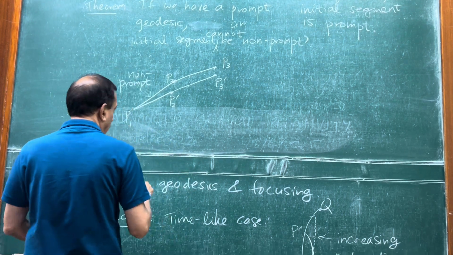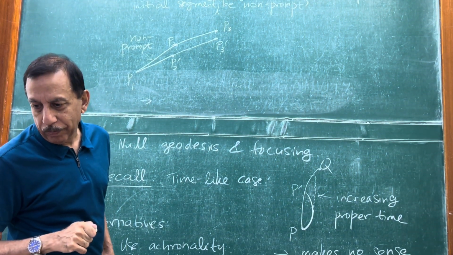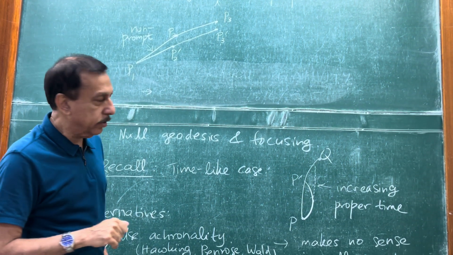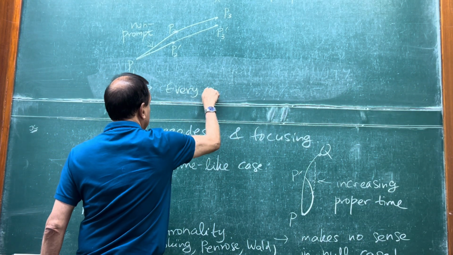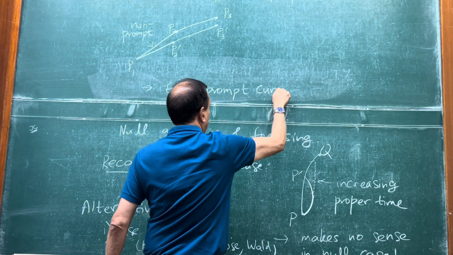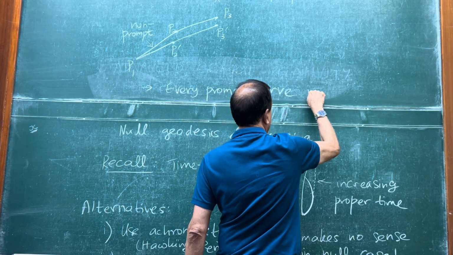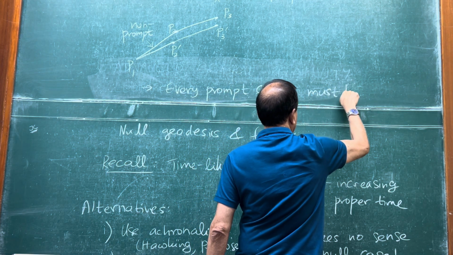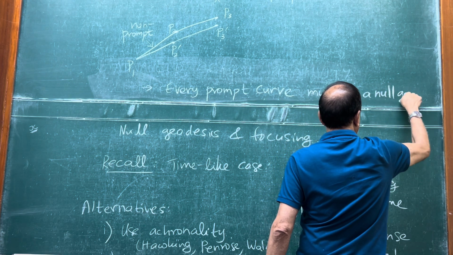Now, in fact, it follows that, in the definition of promptness, we never really wrote geodesic, but it is true that every prompt curve, I'm not writing causal because that's in the definition of prompt, must be both null and geodesic, so a null geodesic.